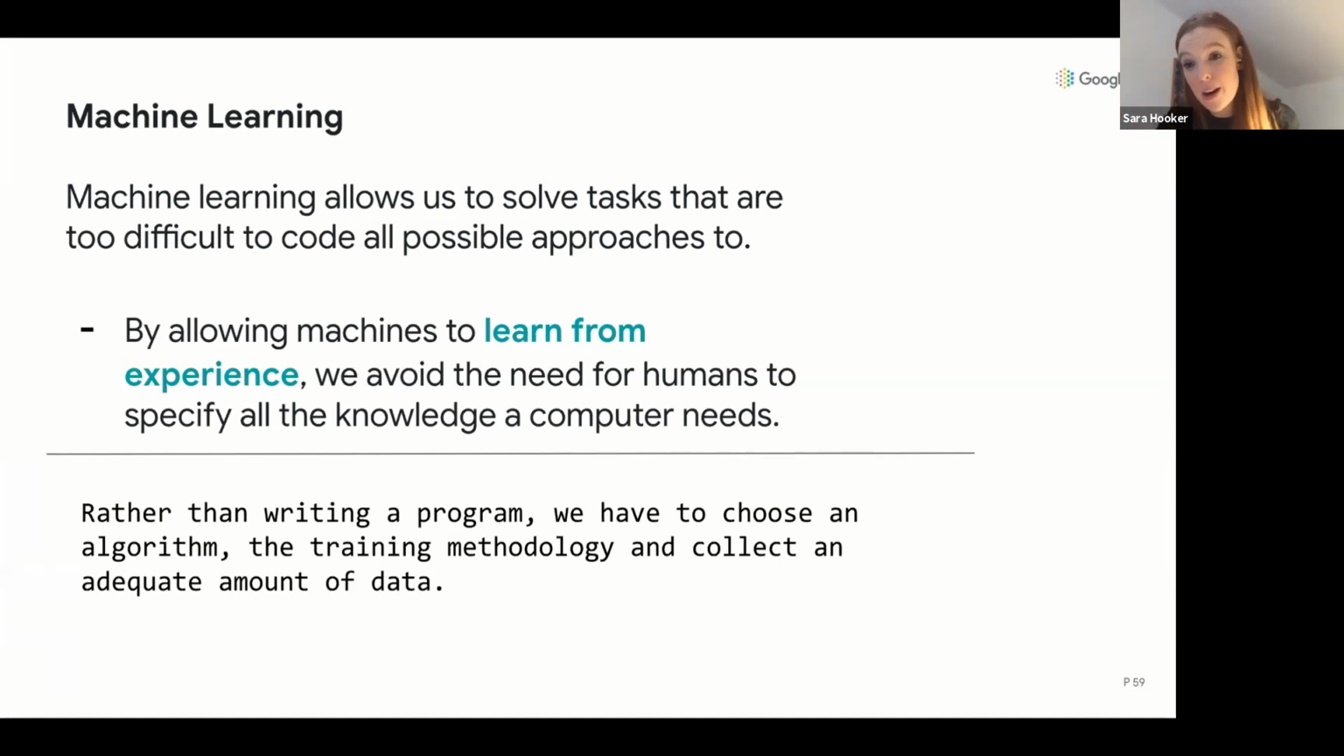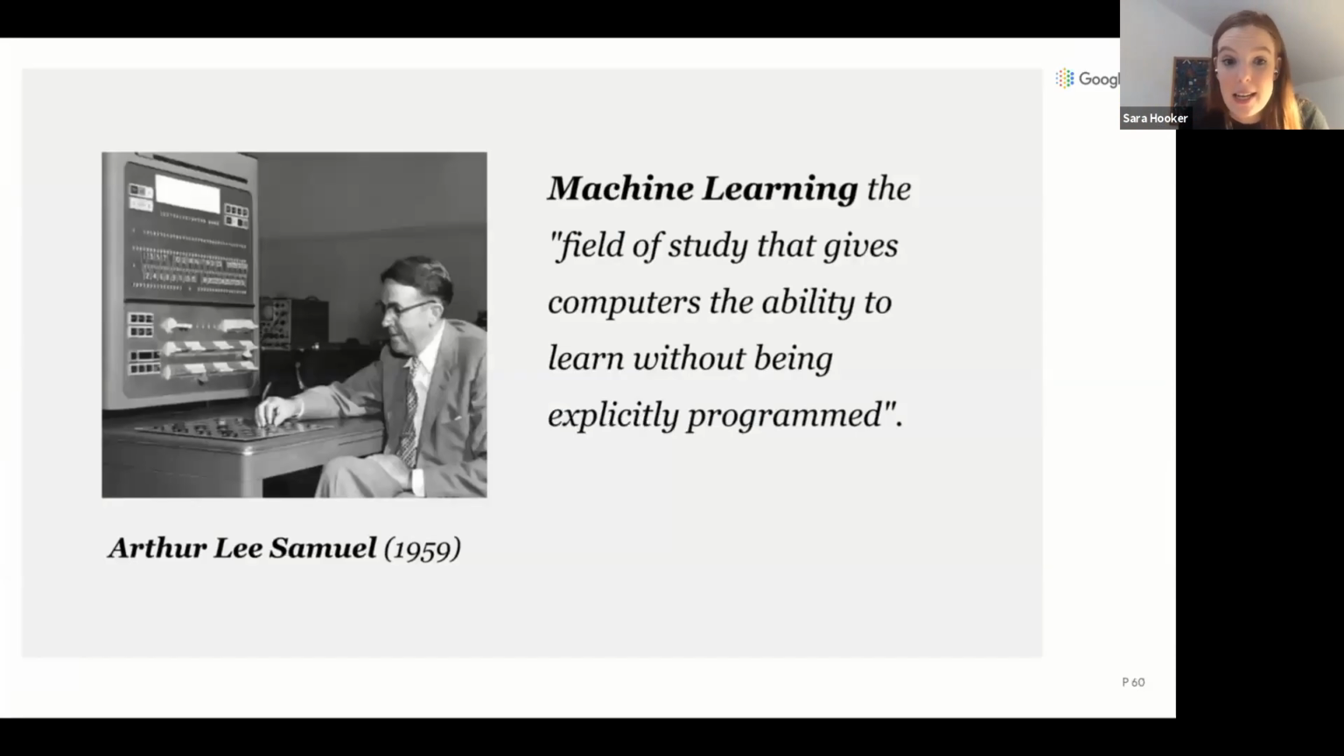We may specify part, which is the objective, and we may specify things like hyperparameters, so the training regime that gets us to our final function. But we allow the machines to essentially learn from the data distribution and update their weights if it's a parametric model, or update their functional form in order to hopefully generalize beyond the distribution that we've trained on. So that means that we have to also collect often an adequate amount of data.